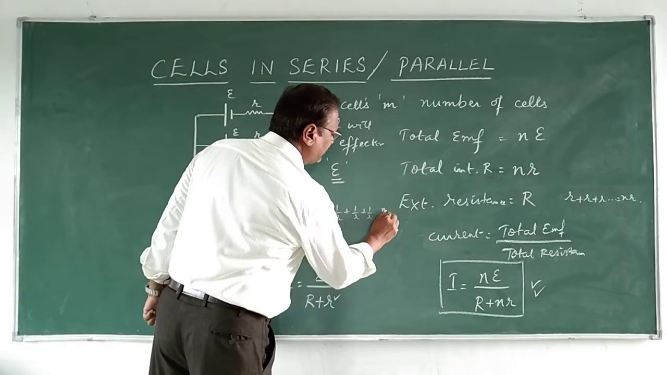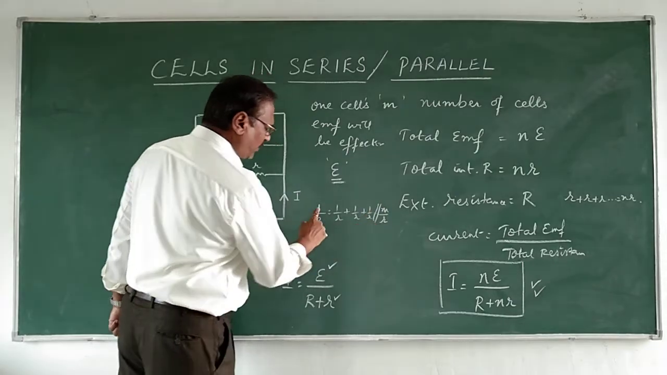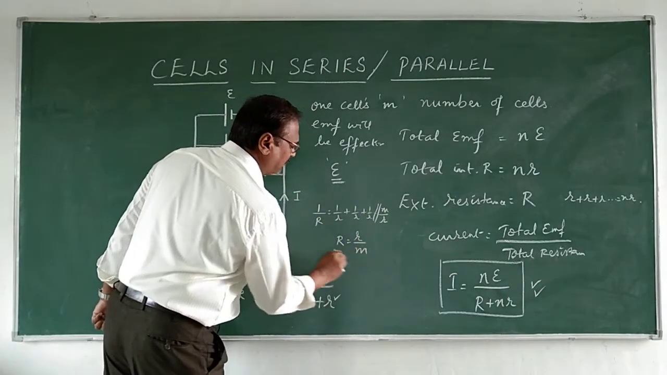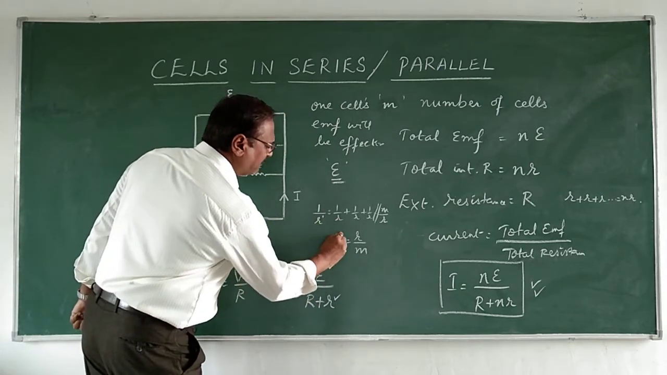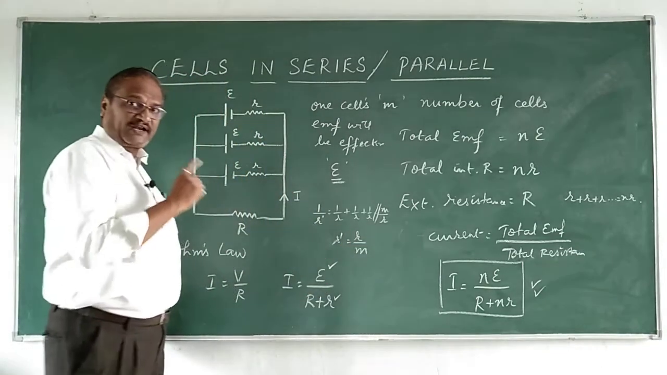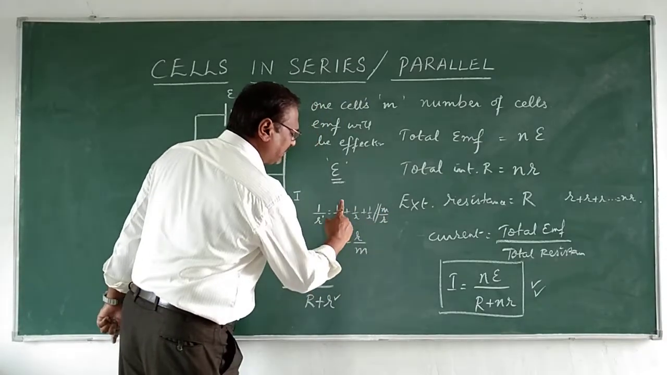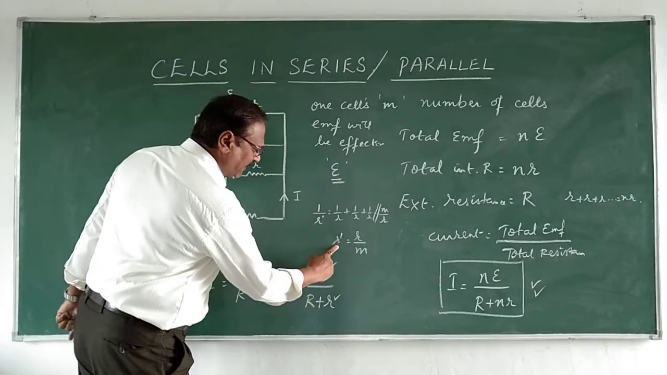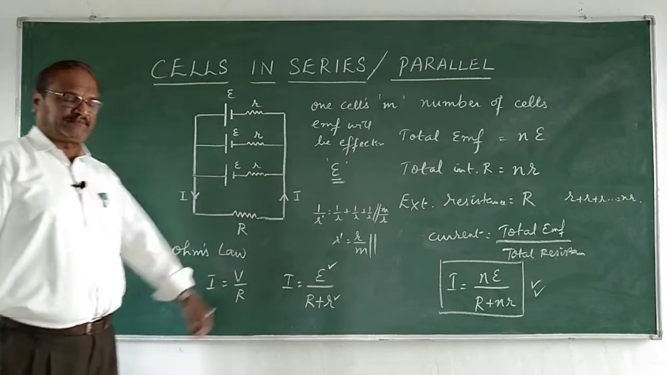So m cells are there, so m upon r. M upon r is what? 1 upon r, so r will be small r upon m. So I think again you may get confused with capital R. Let me put r dash is equal to r upon m. 1 upon r dash is m upon r. M cells are there, m resistors are there, so m upon r. But when you calculate the reciprocal, this becomes r upon m, right?